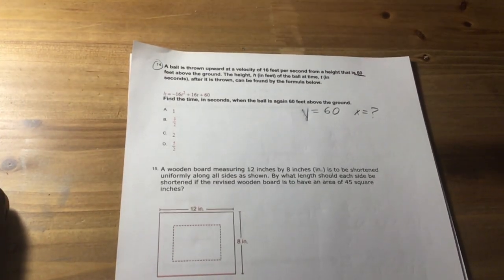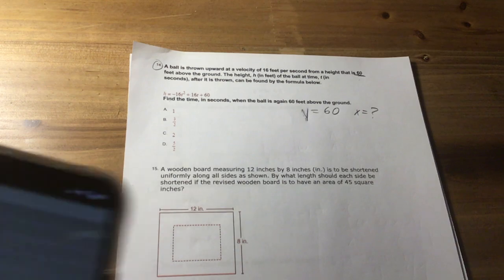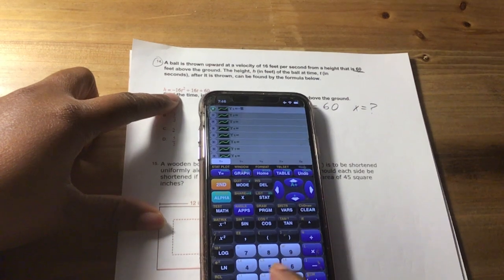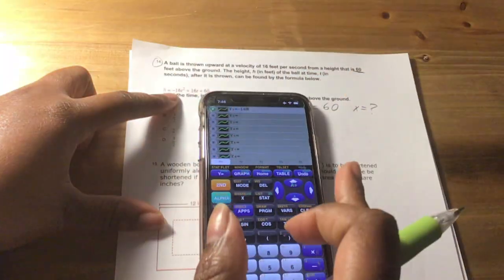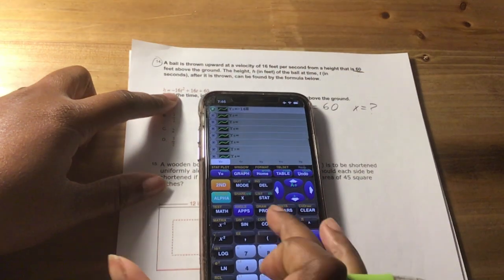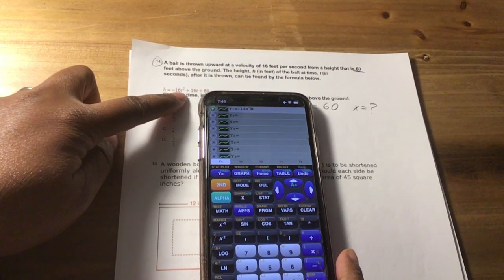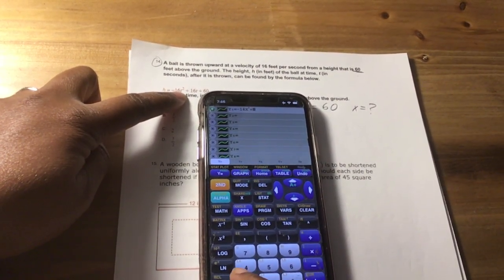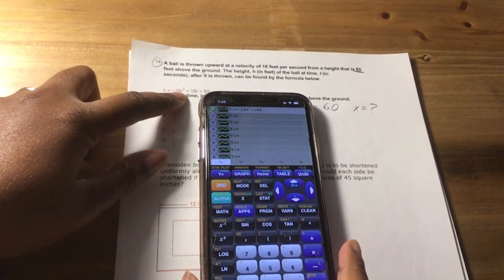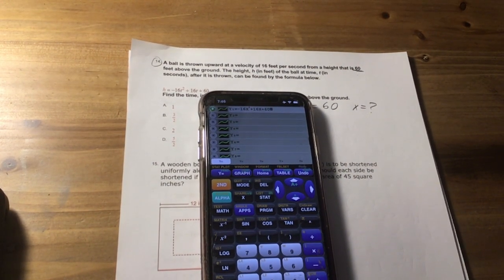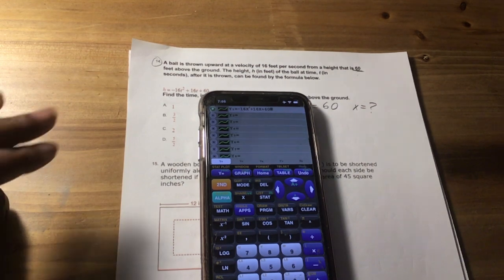For this, you do have to use the calculator. So you're going to type in negative, use the negative button, 16, which again is the upward velocity. It's negative because it's a downward U, because when you throw a ball in the air, what comes up must come down. So that's x squared, and you always use negative 16 for those situations. And you have plus 16x plus 60. So you type in the equation. Now you want to look at your table.